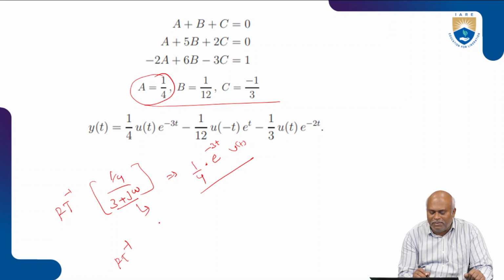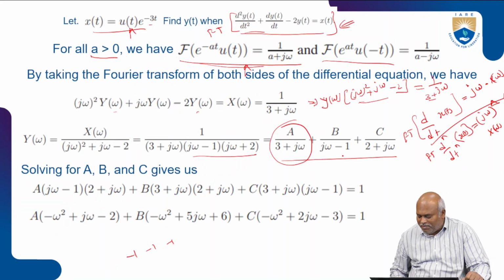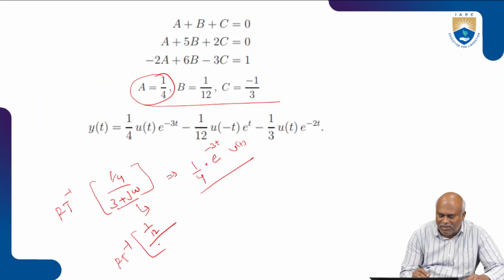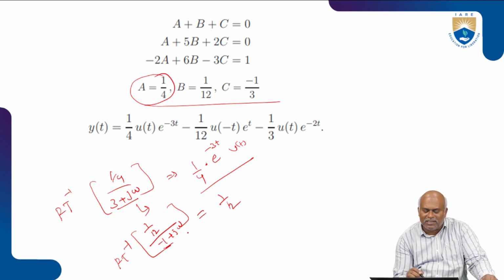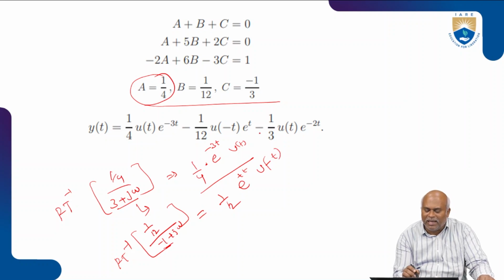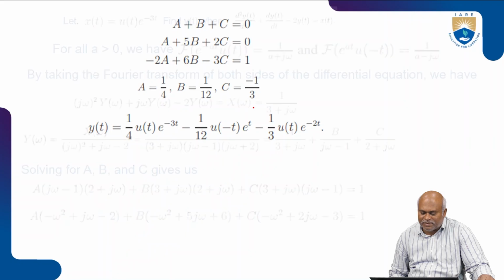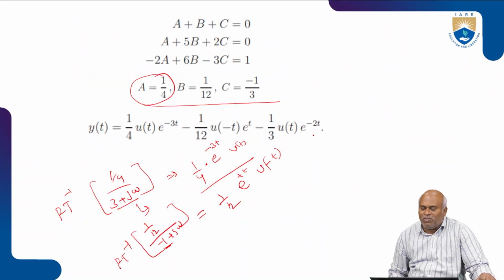Then b is equal to 1 by 12 divided by... you take here b, j minus 1, that is minus 1 plus j omega. So this term is equal to 1 by 12. Here I have the minus, that's why I write e power of plus t, u of minus t. Okay, like that I do for the other case, the C term. We know C is equal to 1 by 3.